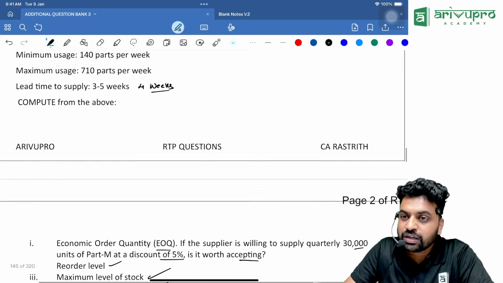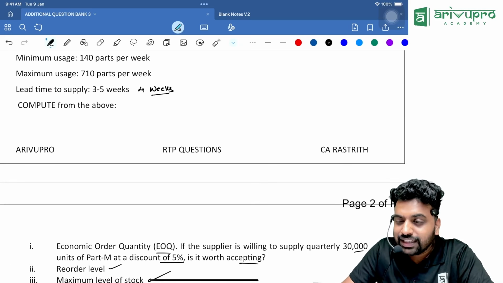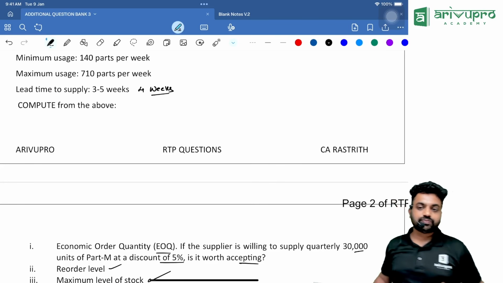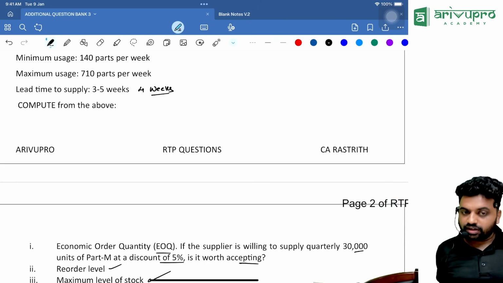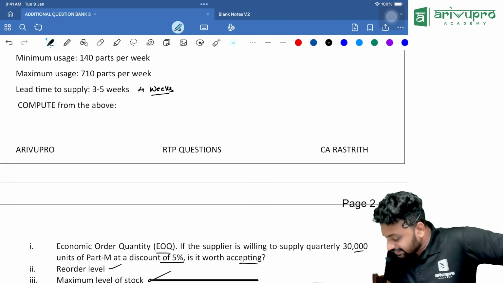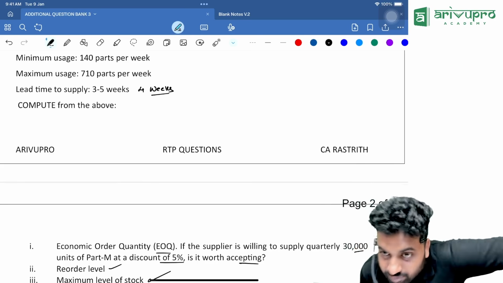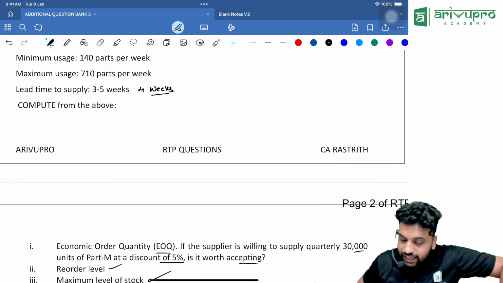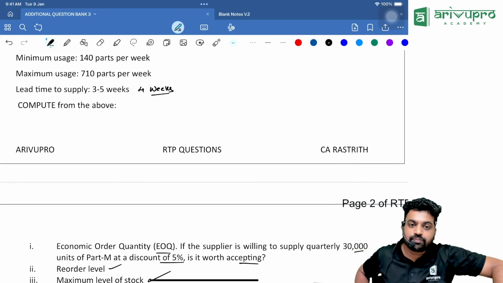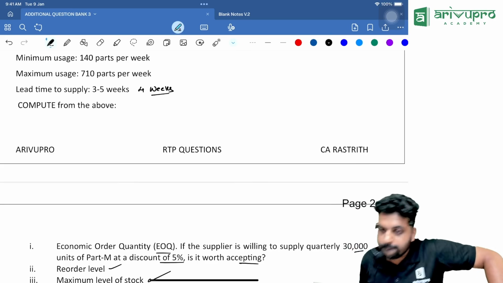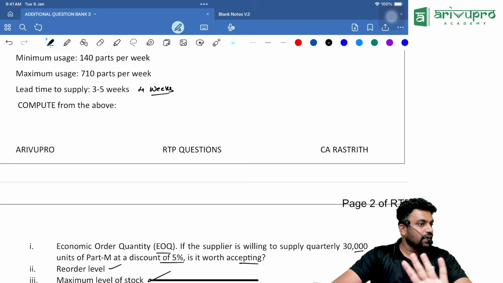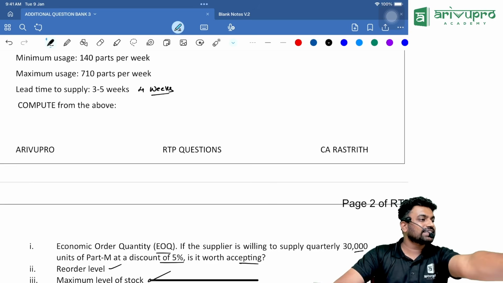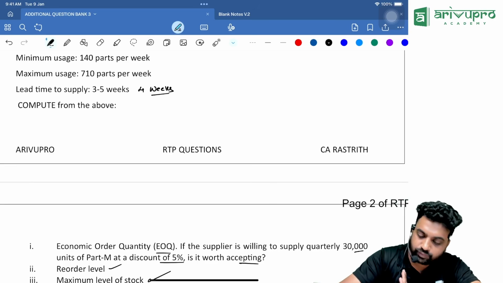It looks like normal question only, no? But there is bit change here, bit twist. What is that? Try to understand. Guys, our supplier is planning to sell, or our supplier will be okay to give a quantity discount when? Quarterly supply of 30,000. Quarterly, which means he is expecting you to place 4 orders a year. Correct?